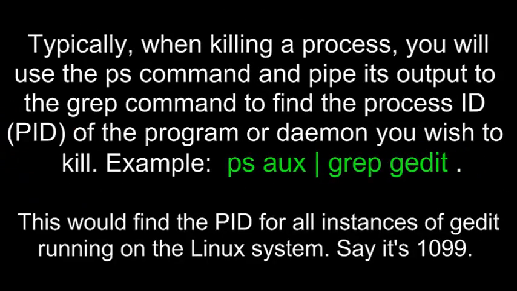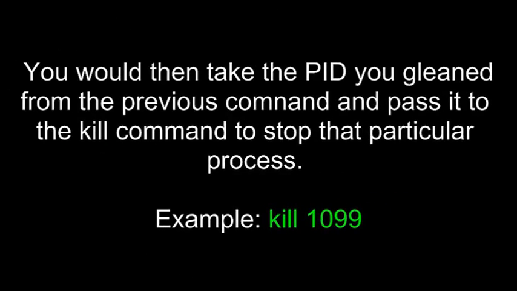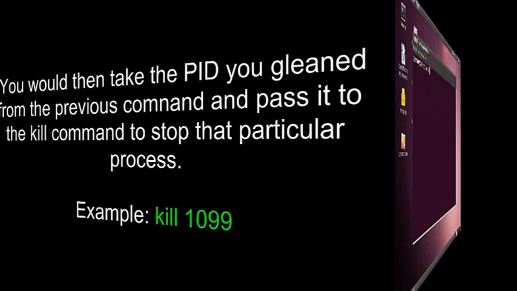Typically when killing a process, you will use the ps command and pipe its output to the grep command to find the process ID or PID of the program or daemon you wish to kill. For example, if I type ps aux and pipe it to grep and look for gedit, this would find the PID for all instances of gedit running on the Linux system. Let's say that it's 1099. You would then take the PID you gleaned from the previous command and pass it to the kill command to stop that particular process. For example, kill 1099.